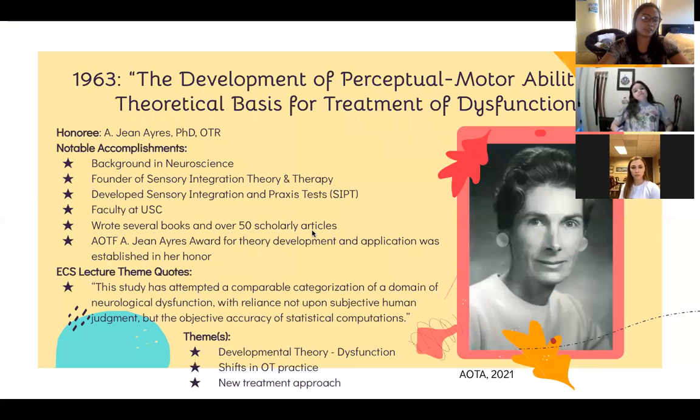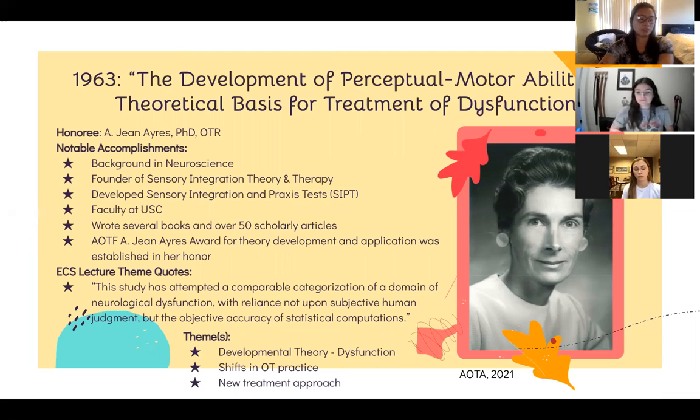So 1963, the Eleanor Clarke Slagle lecture was given by A. Jean Ayers, and her lecture was titled The Development of Perceptual Motor Abilities, a Theoretical Basis for Treatment of Dysfunction. Some notable accomplishments of hers were that she had a background in neuroscience and ended up being the founder of sensory integration theory and therapy. She developed the sensory integration and praxis tests. She was also a faculty at USC.